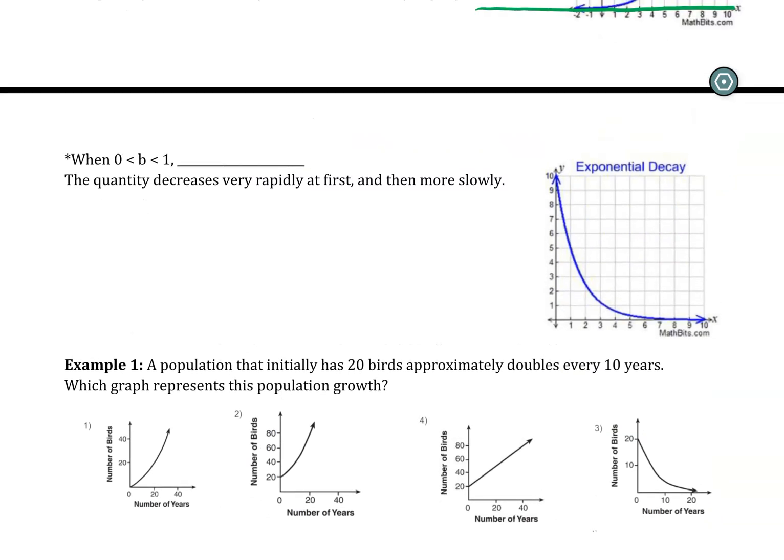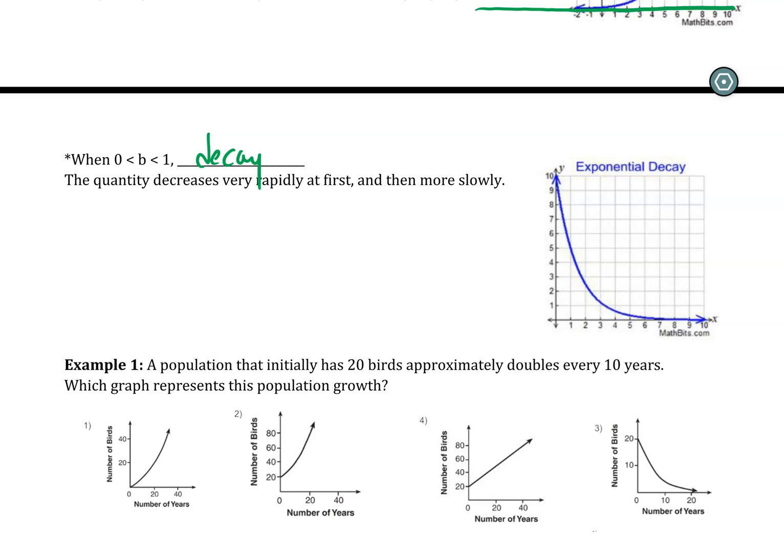If the b value is less than 1 but bigger than 0, because we can't have it less than 0, then we're going to have a decay. All right, and that just is the opposite. That means that it's decreasing, first rapidly, and then it's kind of tapering off.